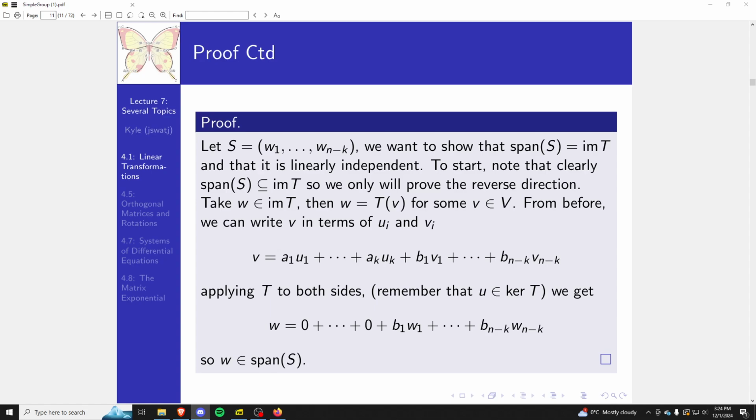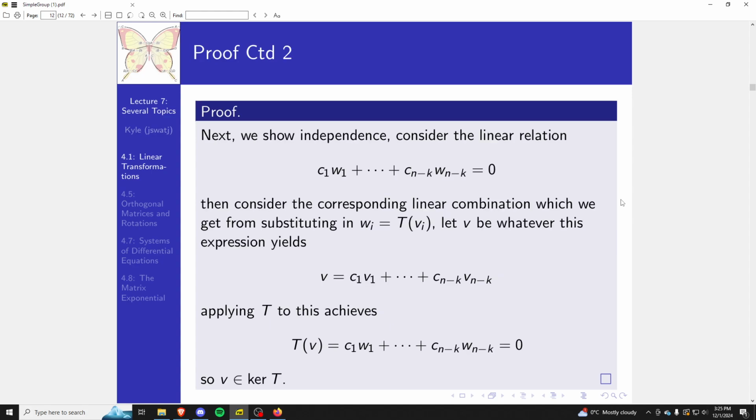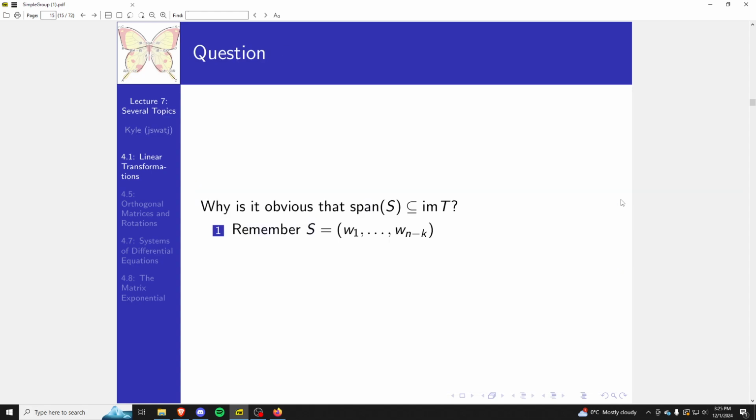Yeah, no, I think what you're saying is right. I think I phrased it a little bit differently, but that's basically the idea: each of those WIs is literally part of the image, right? And I think I wrote it in the next slide.